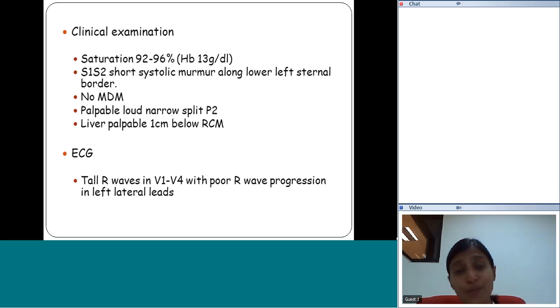So it often leaves us in a bit of confusion as to what is the real saturation of this child. But you see that at times the saturation has been measured to be 92, which is a little bit on the lower side. He does not have an MDM.